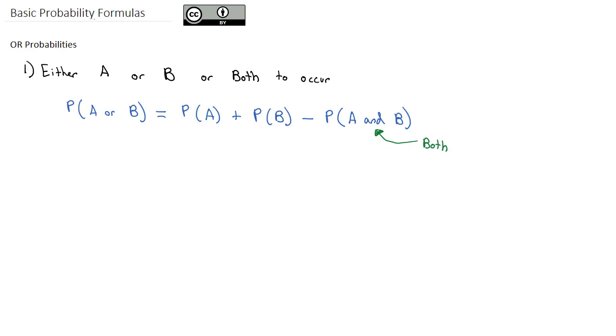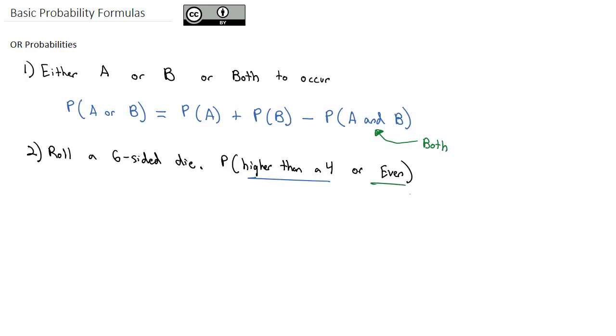So to illustrate what this means, to make it make a little more sense, let's do an example where we roll a standard 6-sided die, and we want the probability that we get higher than a 4 or we get an even number. So there's two different events that we're looking at here. We're looking at higher than a 4, and we're looking at even numbers. We want one of them or both of them to occur. And that's using this probability formula.